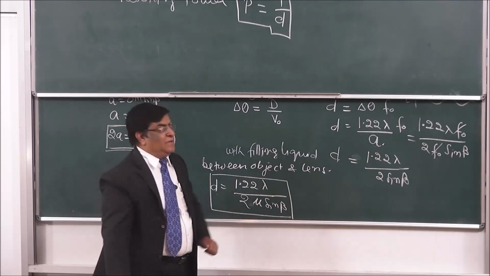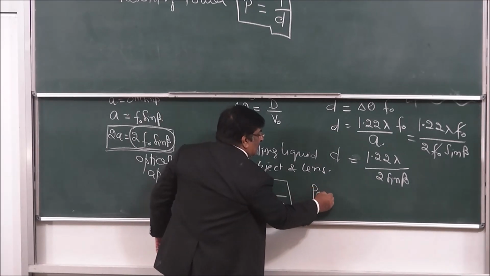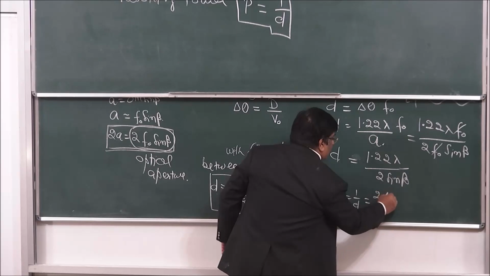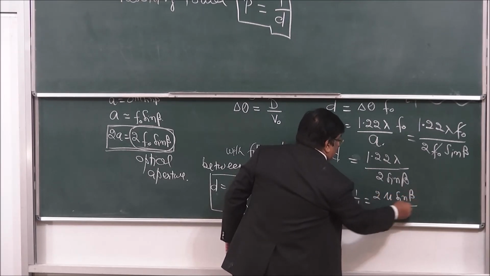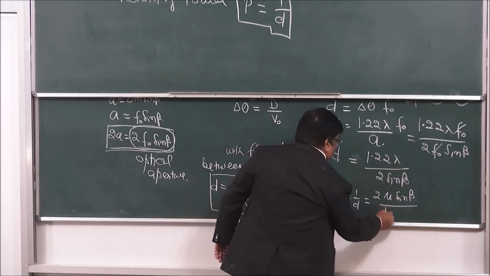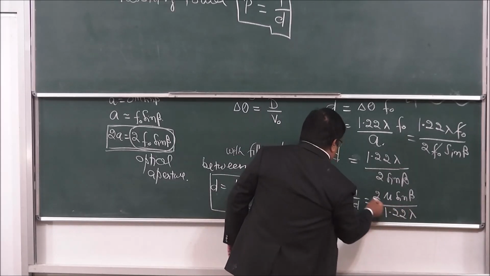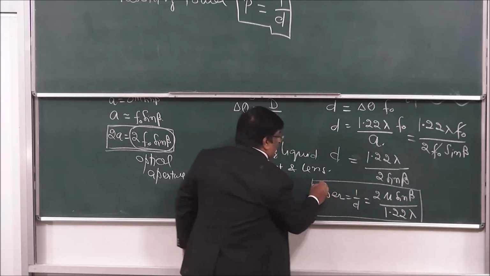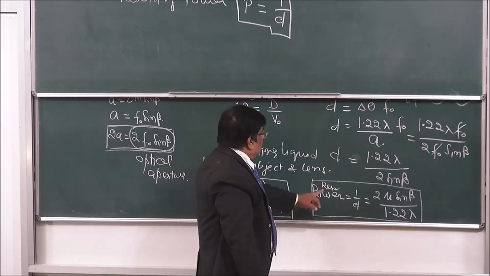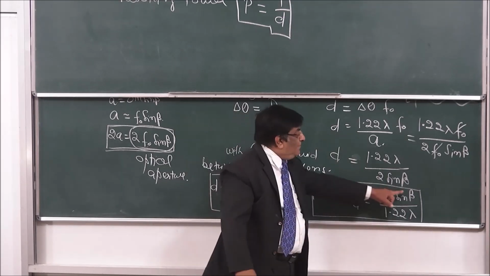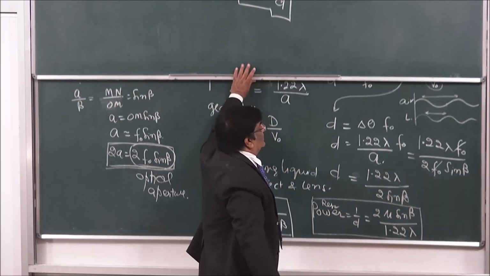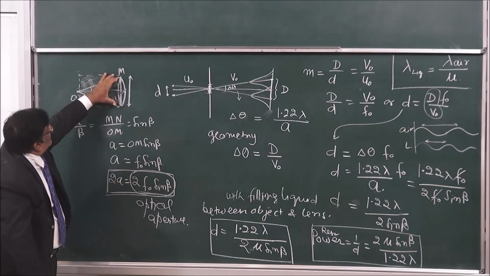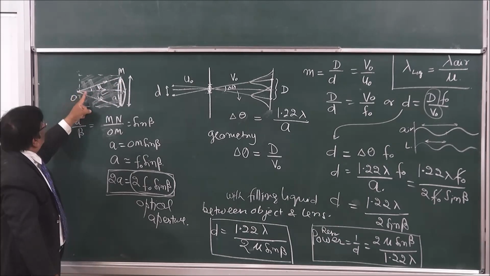Then what is resolving power of the microscope? Power is inverse of the minimum distance. 2 mu sin beta upon 1.22 lambda. Okay, so this is power. What power? Resolving power. Now you see, this resolving power will be more if beta is larger and mu is larger. How beta will be larger? This beta will be larger if this aperture is larger or this is closer.